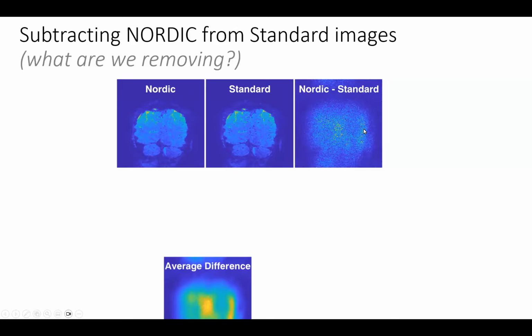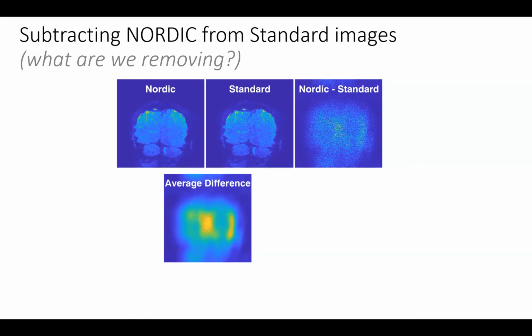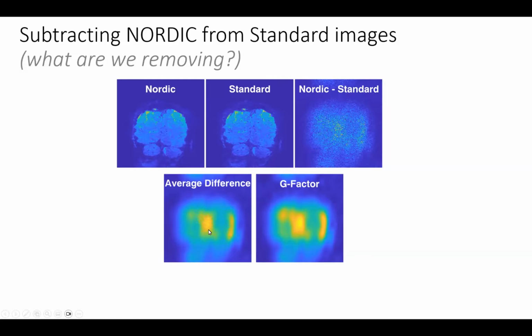So what we can do is average all of our volumes together, and the volumes I'm talking about are the Nordic residuals, and they look something like this. So there is some structure, but this structure is largely, not completely, explained by the G factor, which again is to be expected because in the process of Nordic we're normalizing by the G factor and then putting it back in. So again, really not many causes for concern so far. And it seems that what we're removing is actually just thermal noise.